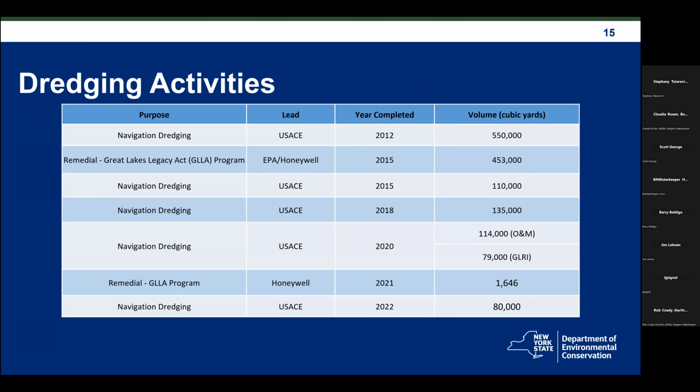So here's a summary of substantial and more recent dredging activities. The Great Lakes Legacy Act dredging began in 2011 and was completed in 2015. The Army Corps of Engineers dredged the navigational channel, while remediation of areas outside the nav channel were led by EPA and Honeywell Incorporated. So over 1 million cubic yards of sediment were removed as part of Great Lakes Legacy Act activities. Also, the Army Corps routinely dredges the navigation channel about every 2 to 3 years, as shown in this table. You can see that they dredged in 2015, 2018, 2020, and 2022.